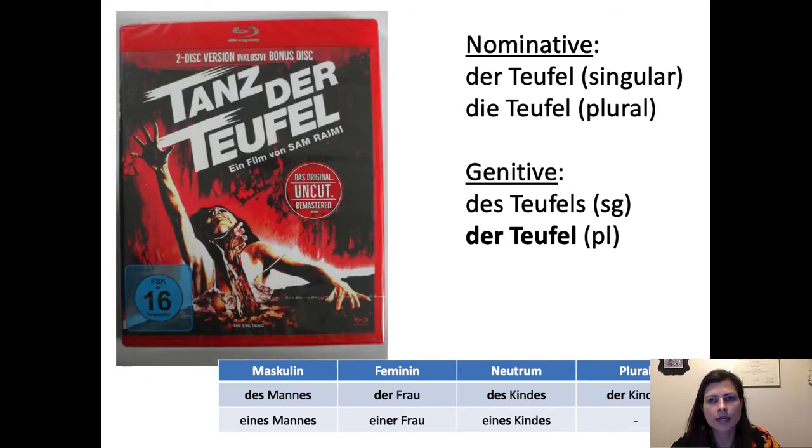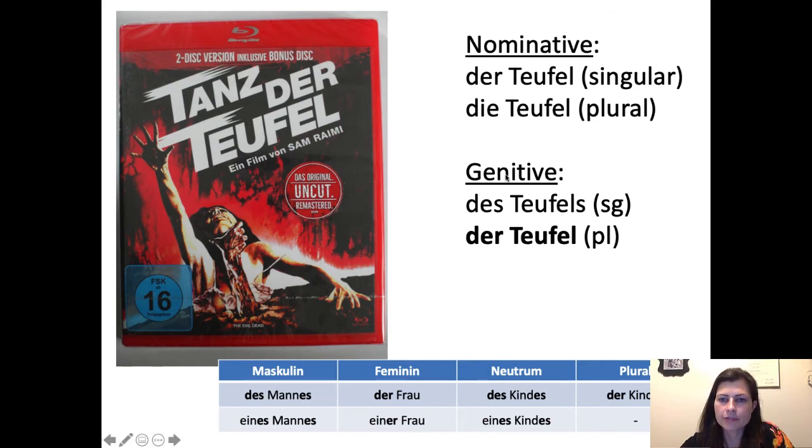Okay, then we have Tanz der Teufel. So that's Dance of the Devils. The English title is Evil Dead, but the German title is The Dance of the Devils. And so der Teufel is singular, nominative. Der Teufel is masculine, singular. And then die Teufel is plural. These masculine nouns often don't take anything to be pluralized. So die Teufel is nominative plural.